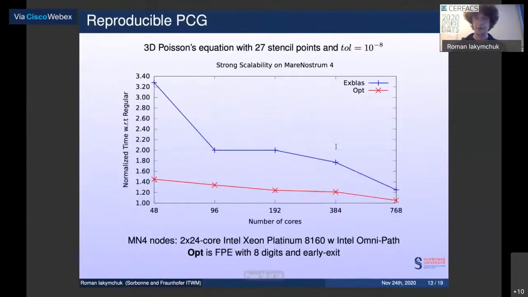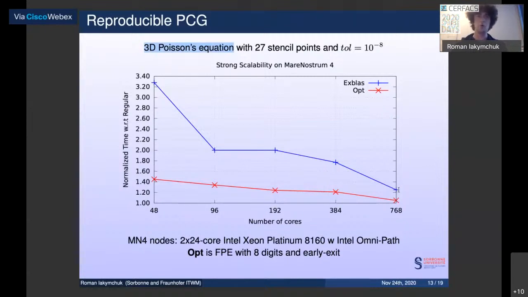And the results actually were very nice for the 3D Poisson equation over here on 768 cores. We had here relative normalized time, showing some scaling, and overhead is at most 5% for this optimized strategy and 25% for the pure ExBLAS solution.